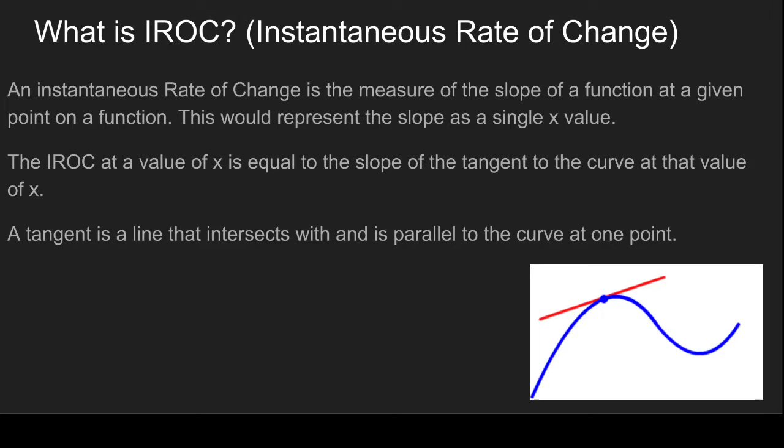An instantaneous rate of change is the measure of the slope of a function at a given point on a function. This represents the slope of the function at a single x value. Alternatively, the IROC at the value of x is equal to the slope of the tangent to the curve at that value of x. A tangent is a line that intersects with and is parallel to the curve at that one point.